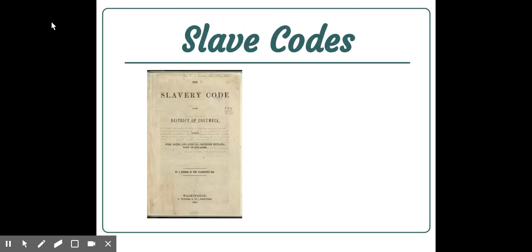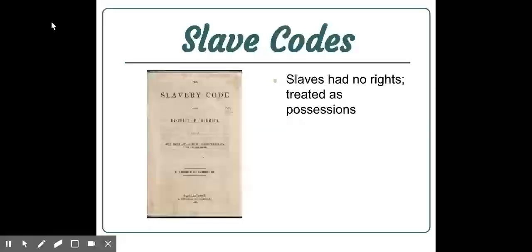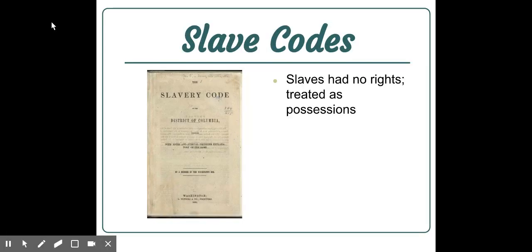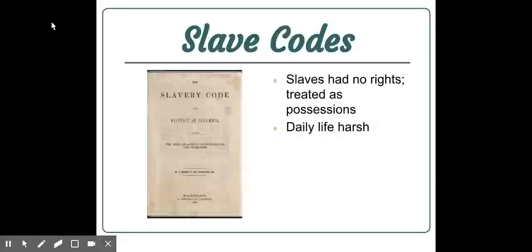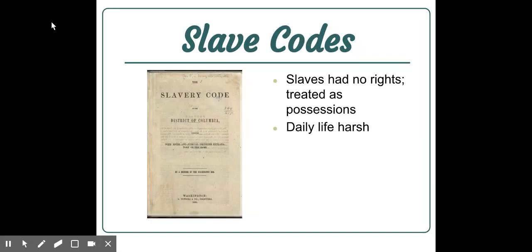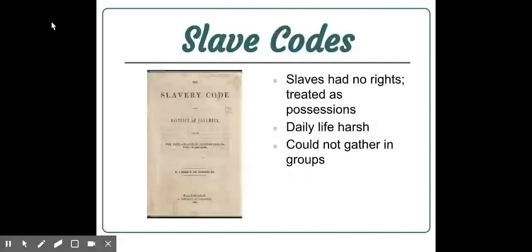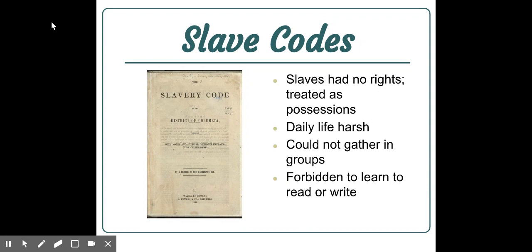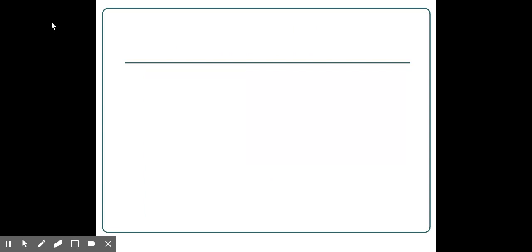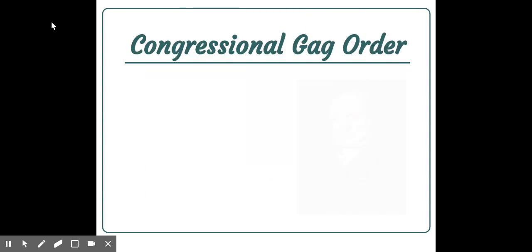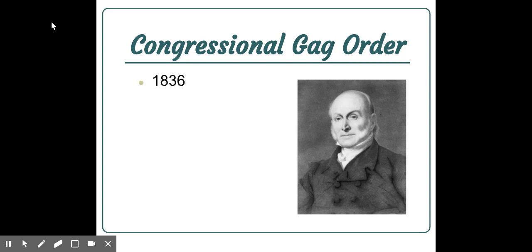You're going to see slave codes develop in the South. And basically, we know that slaves had no rights. They're going to be treated as possessions. Their daily life is extremely harsh. And the slave owners, to prevent any more escapees, would not let them gather in groups. They would not let them assemble. And another big thing in the slave codes is they were forbidden to learn to read or write. They didn't want to educate the slaves because if they educated the slaves, they would be able to escape or move to the north.